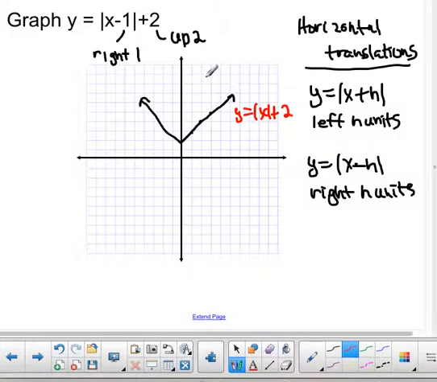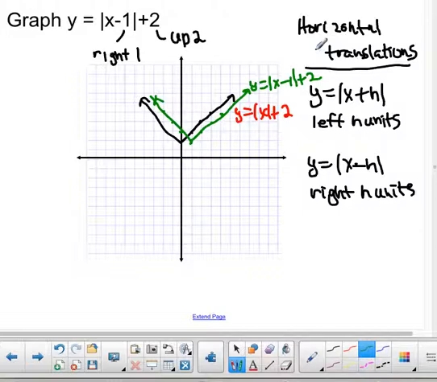Okay, and now this tells me to go right 1, so I'm just going to graph the function right 1, so all these points are just going to go over here, right 1. I'm going to move all these points over 1, and I'm going to take these points and go right 1, so it's going to look like this. Okay, so this is the graph of y equals the absolute value of x minus 1 plus 2.